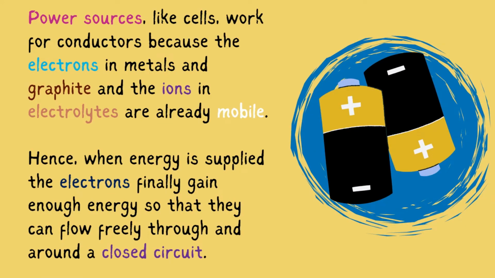Power sources like cells work for conductors because the electrons in metals and graphite and the ions in electrolytes are already mobile. Hence, when energy is supplied, the electrons finally gain enough energy so that they can flow freely through and around a closed circuit.